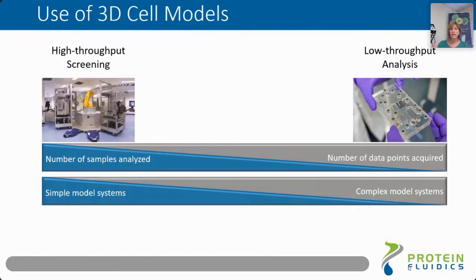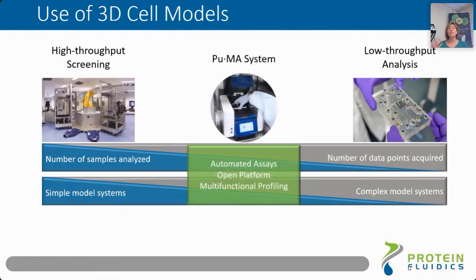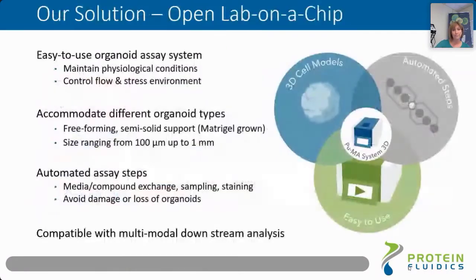And we think that the Puma system that we have developed fits really nicely into this middle spot, where you would like to perform your assays on a medium scale, and yet it will allow you to collect a substantial amount of data to do what we like to call multifunctional profiling. Really, our vision is to create an open lab on a chip, where you can use and maintain physiological conditions.